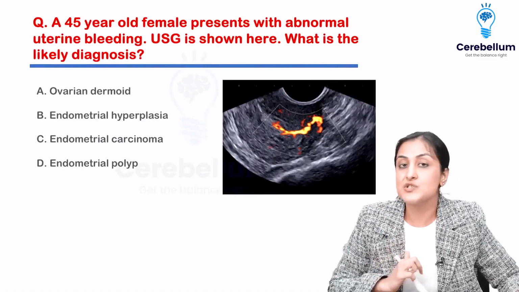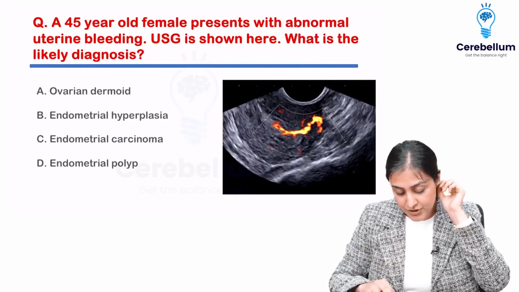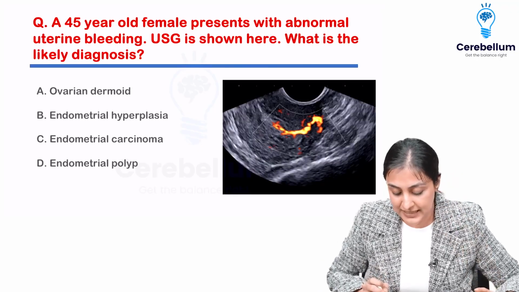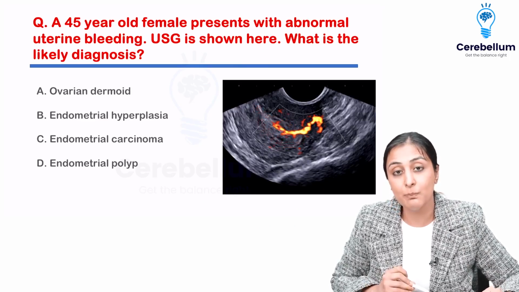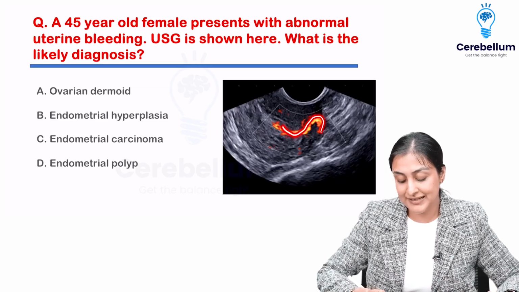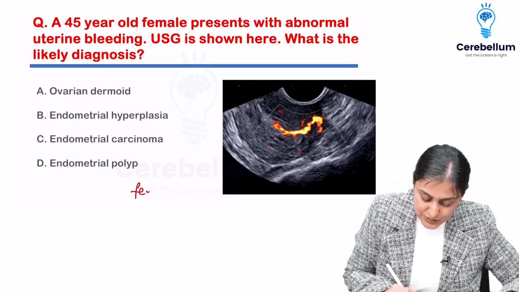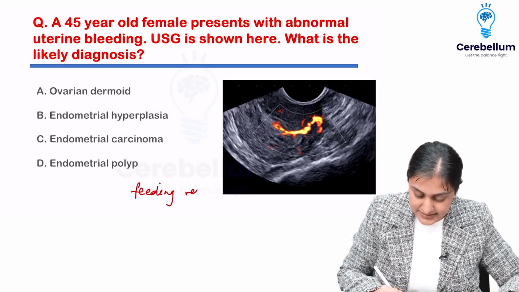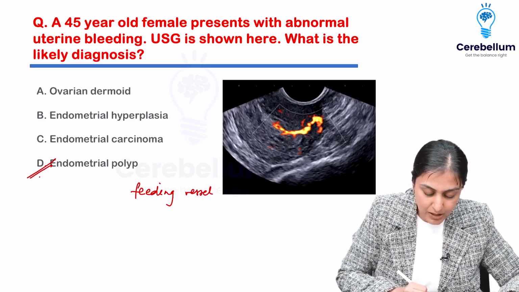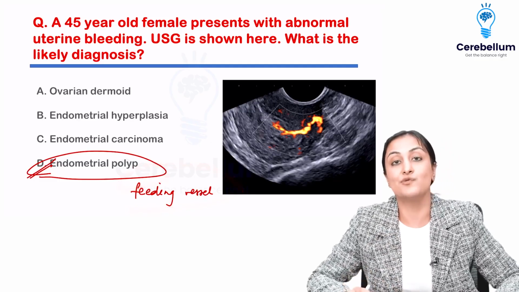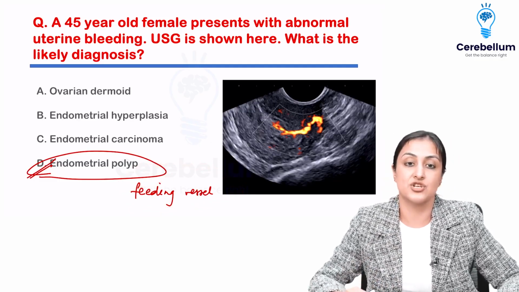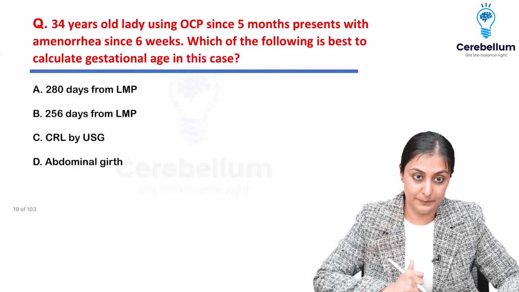45-year-old female presents with abnormal uterine bleeding. The ultrasound is shown to you. What are we seeing? We're seeing that within the endometrium, there is this vessel. This is a Doppler. We are seeing a feeding vessel sign. So this feeding vessel sign is indicative of a polyp. A polyp has a fibrovascular stalk. So that is what this feeding vessel sign is. It is suggestive of an endometrial polyp.